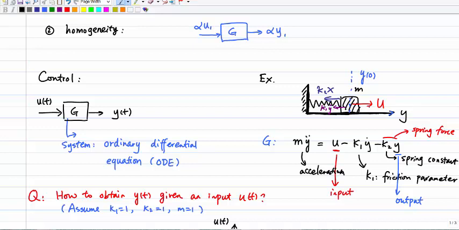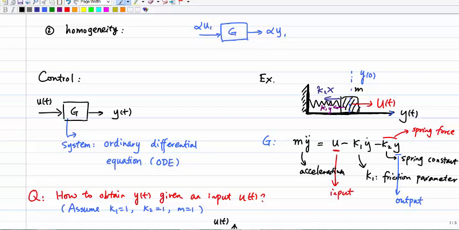Our goal is to figure out, if I give a certain u, which is my input, what y is, which is my output. Here we also assume there is friction between the object and the surface. The coefficient is k1, which depends on the velocity: the faster the object moves, the larger the friction.